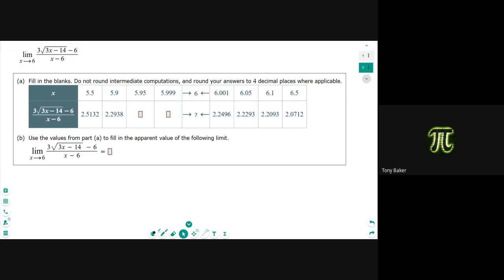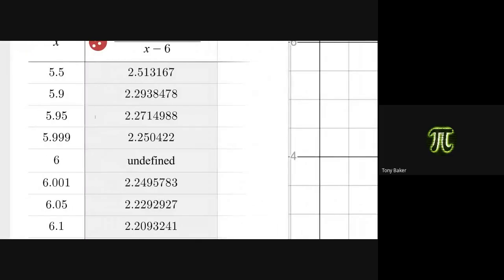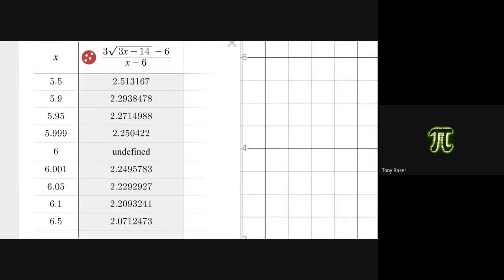Okay, what do we get for 5.95? 2.2715. Okay. What do we get for 5.999? 2.2504. Okay. And if we plug in 6, we get undefined. So what do you think the limit is? I go with 2.25. That seems a reasonable estimate for it.